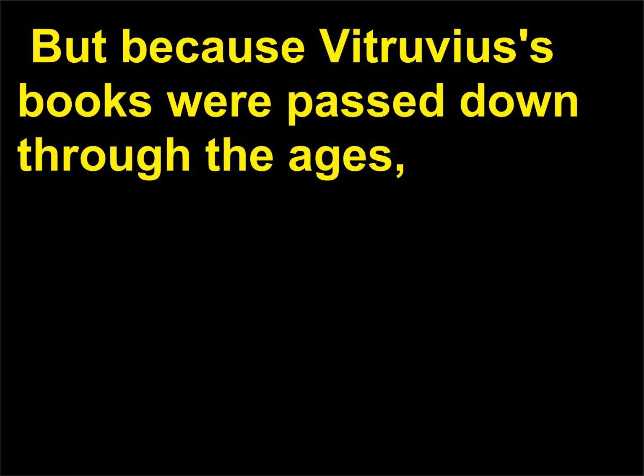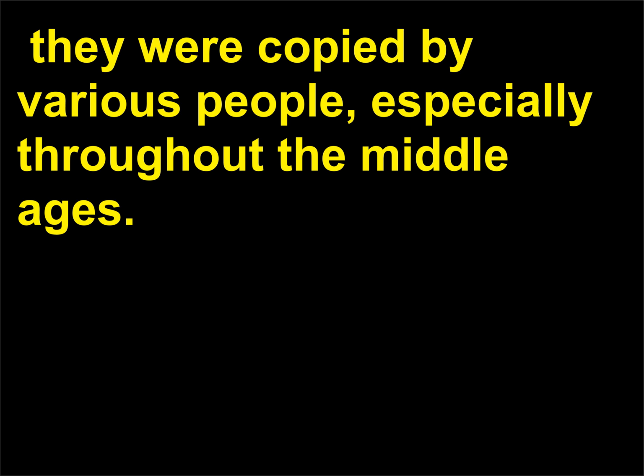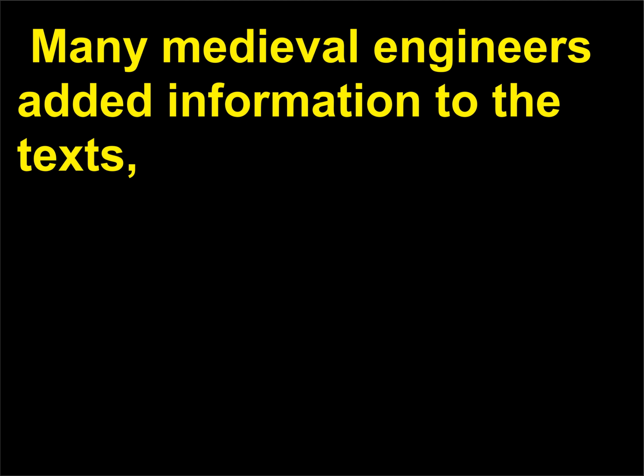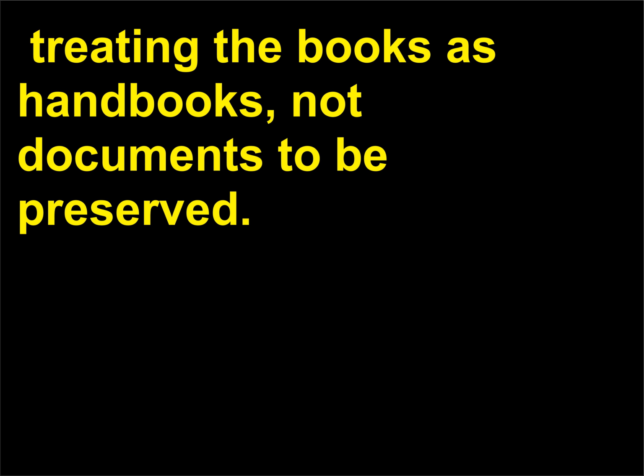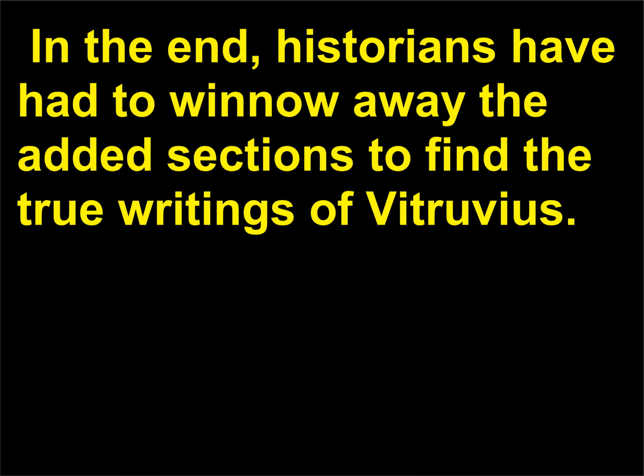But because Vitruvius's books were passed down through the ages, they were copied by various people, especially throughout the Middle Ages. Many medieval engineers added information to the texts, treating the books as handbooks, not documents to be preserved. In the end, historians have had to winnow away the added sections to find the true writings of Vitruvius.